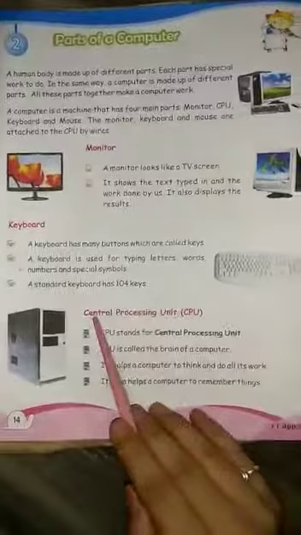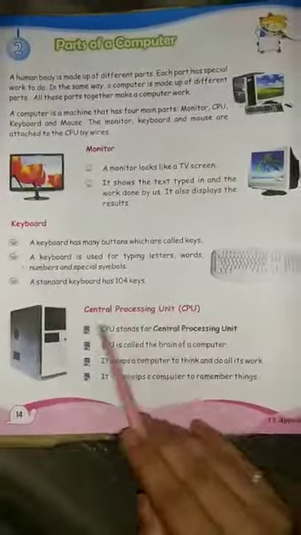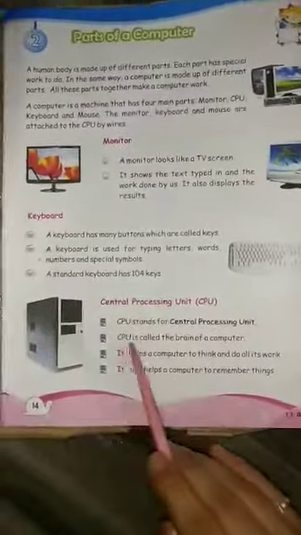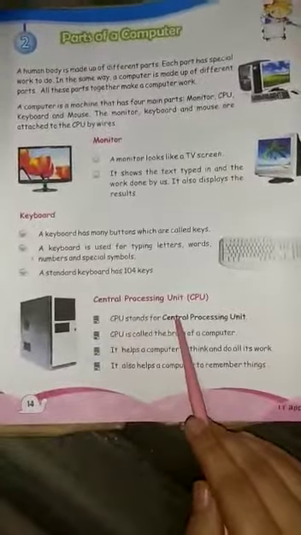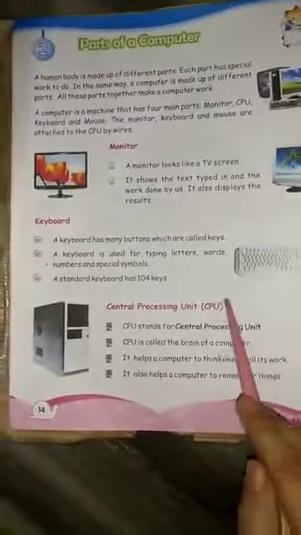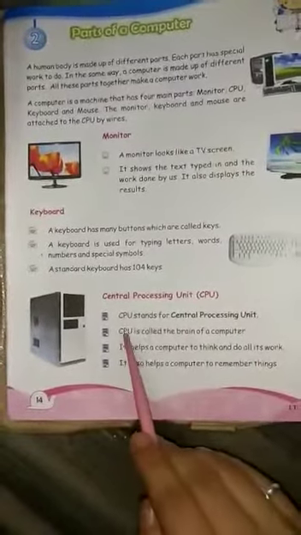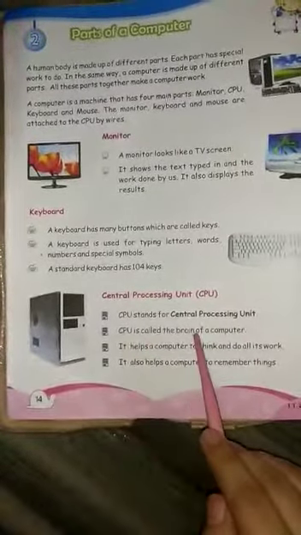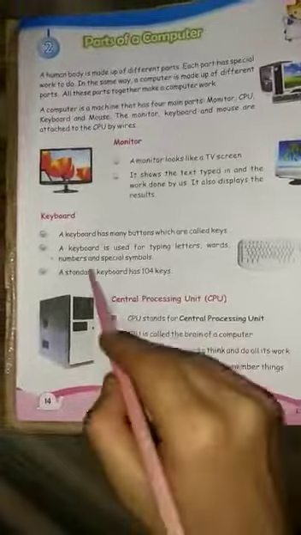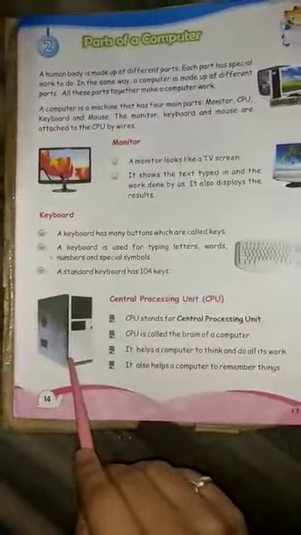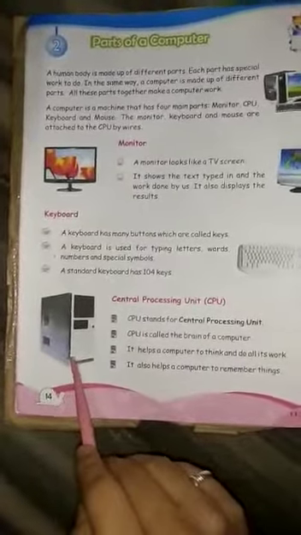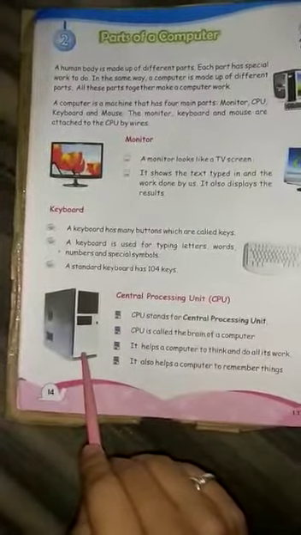The third part is CPU. This is a CPU. CPU stands for Central Processing Unit. CPU is called the brain of a computer. A computer also has a brain just like us.